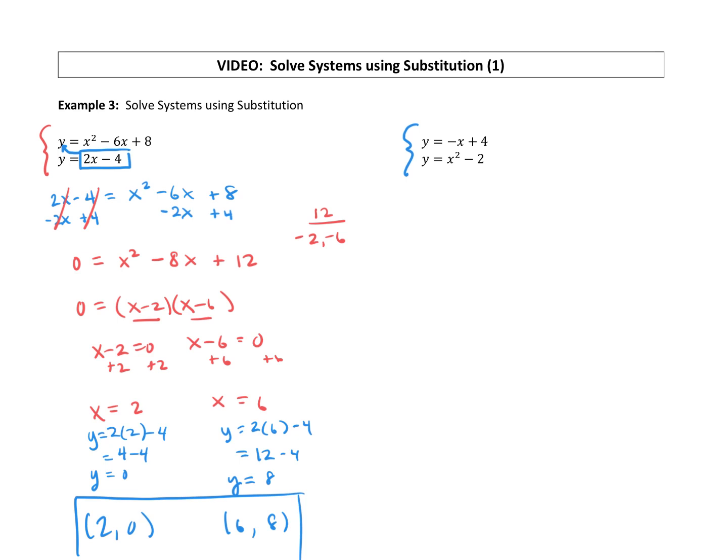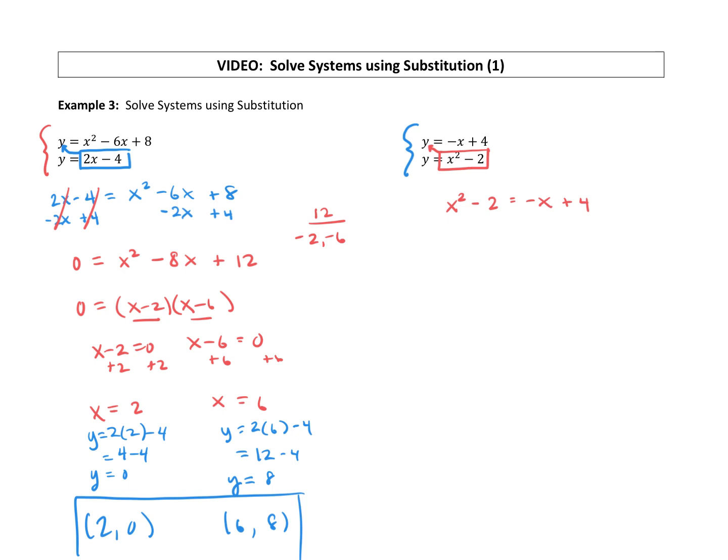All right, they're both y equals, so I'm just going to pick one, y equals x squared minus 2. I'm going to substitute it in for the y of the other equation, and then we're going to write our new equation, x squared minus 2 equals negative x plus 4.